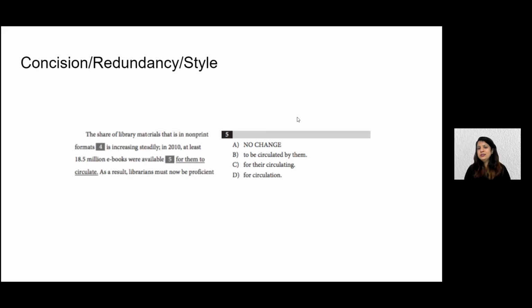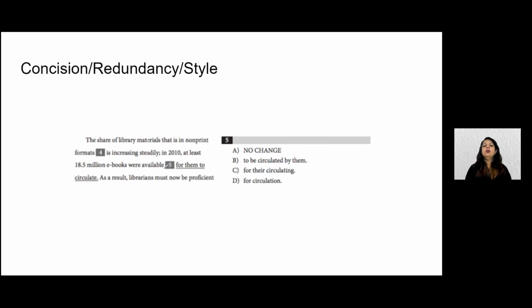Concision, redundancy, and style. Concision means fewer words, right? So when I say concision, I have to stick to the point. When I say here, to be circulated by them, why waste so many words? For their circulating, but then why the ing form? That should get you thinking. For their circulating doesn't make sense here. For circulation, so I have not even checked the sentence and I can still get my answer correct, right?